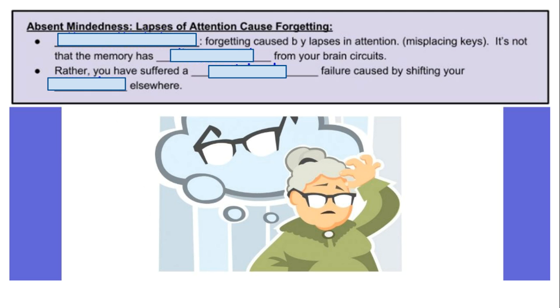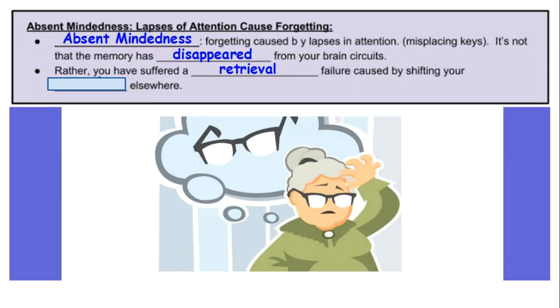Absent-mindedness is the last one we're going to mention before we break for the video. This is forgetting that is caused by lapses in attention, like I can't remember where I put my phone, or I can't remember where I put my keys. It's not that the memory has disappeared from our brain circuits. It's just that we have suffered a retrieval failure caused by shifting our attention elsewhere. You can see the lady here not remembering where she put her glasses. Well, they're on her face, okay? Or they could be on top of your head, or wherever you left them last.